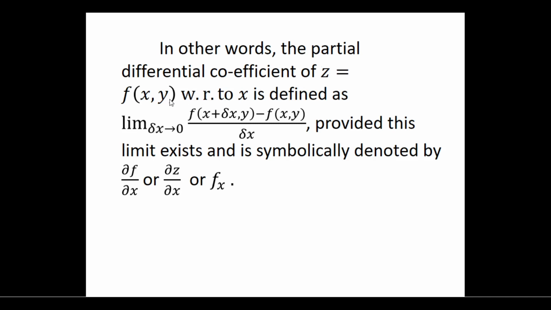equal to f of x comma y with respect to x is also defined as limit delta x tends to 0 f of x plus delta x comma y minus f of x comma y divided by delta x, provided the limit of this function exists, and symbolically the partial derivative of z with respect to x is given by dou z by dou x or dou f by dou x, or you can also represent it as fx.